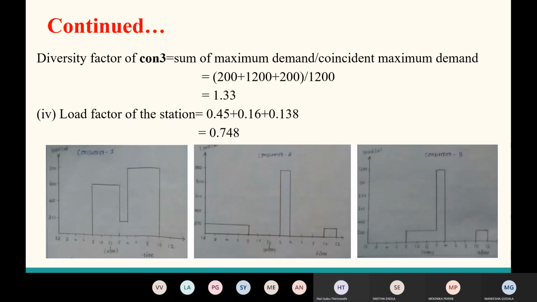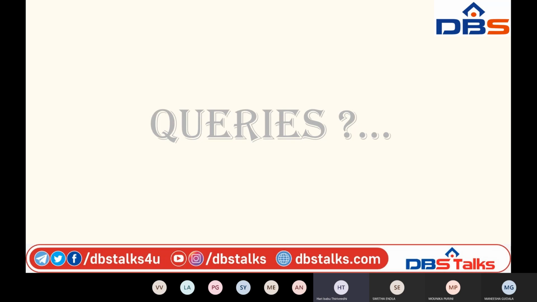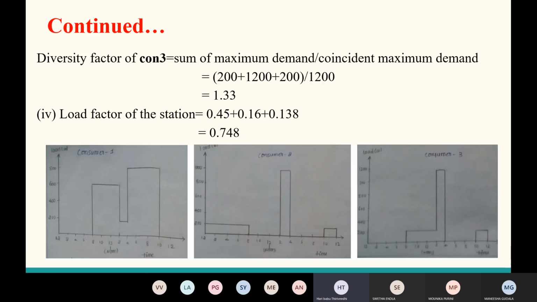All of you write down, all of you complete the problem. Now I am going to the next problem. This is not in the slide. This problem came in the JNTU examination papers, June 2018 supply. Write down.